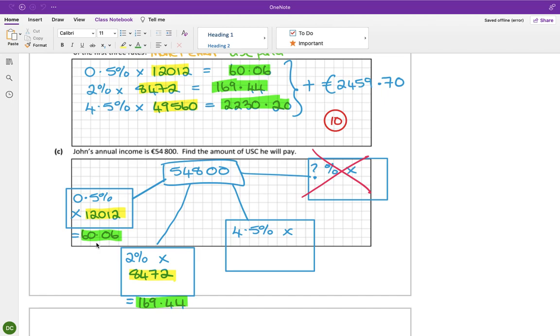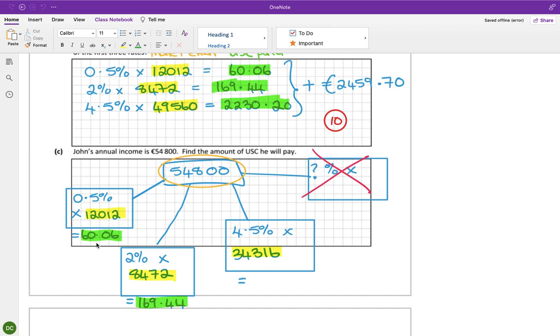So he had 54,800. We've put 12,012 into one pile. We've put 8,472 into another pile. So that leaves us with 34,316. Okay, now I'm just going to check those yellow ones because they should add up to the 54,800. So 12,012 plus 8,472 plus 34,316 is 54,800. Right, grand. So now I have all of his money accounted for.